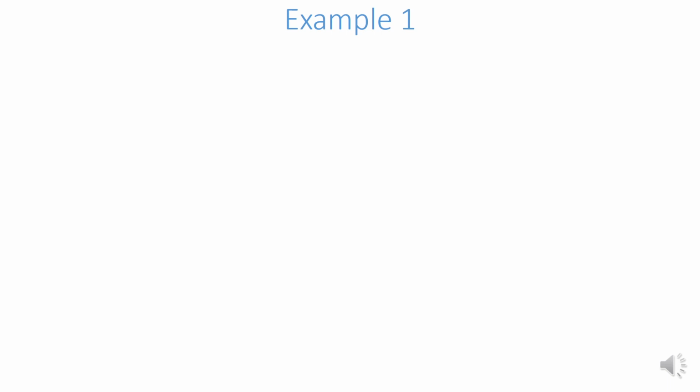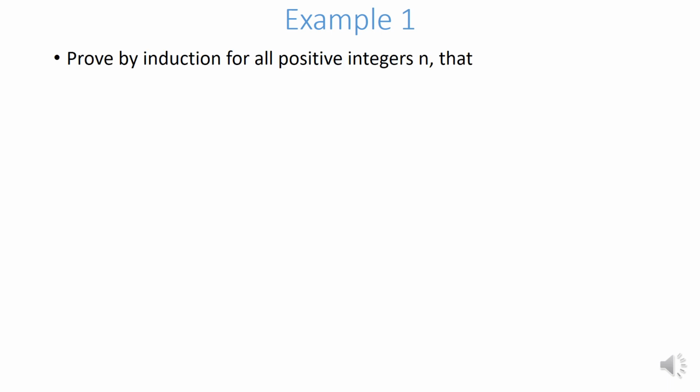So here's our first example of a sum. Prove by induction for all positive integers n that, and this is our statement, sigma 5r from r equals 1 to n equals 5n divided by 2 times n plus 1. Okay, so let's see what we're trying to do here. We're going to follow the steps.